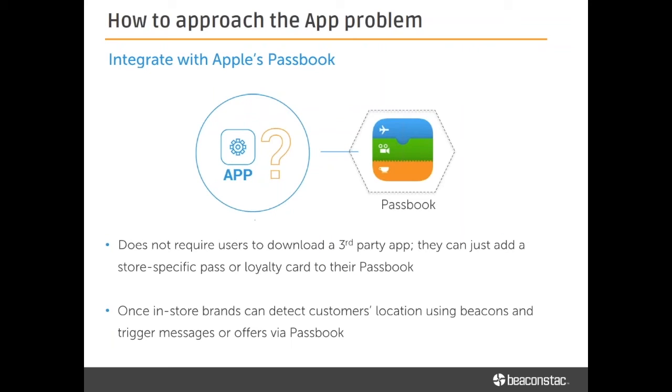So then, once in store, the brand, the retailer, whoever you may be, can detect a customer's location using beacons, and then trigger really contextual messages and offers via the Passbook app itself. This will help you as a brand to identify which offers are being redeemed, and you can adjust your promotions accordingly. But also for customers, it's much more convenient and allows them to save coupons on their phone. So as a customer, if I'm getting coupons, I want to be able to save those for later, and that's a functionality that Passbook allows.